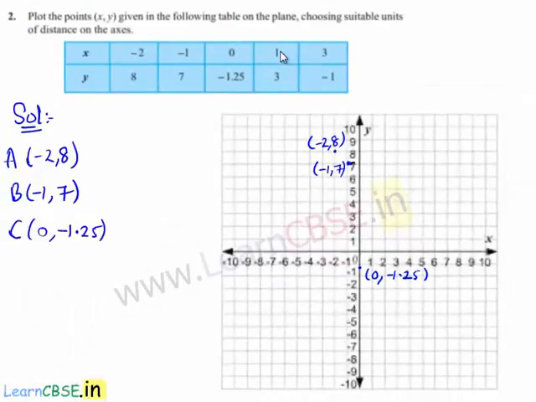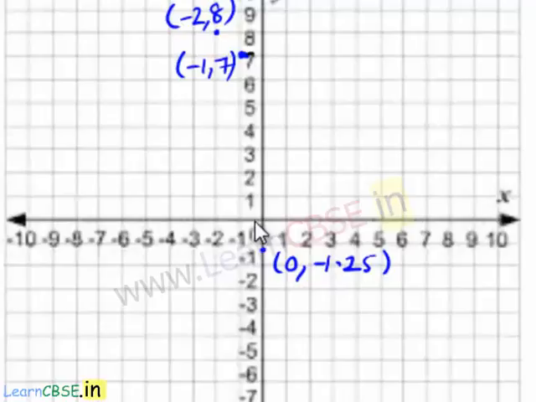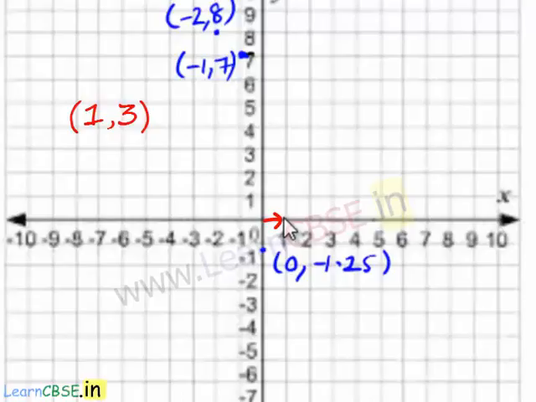Now taking the fourth point D, (1, 3). Starting from the origin, since the x coordinate is given as plus 1, we move 1 unit along the positive direction of the x-axis, and further from here, since the y coordinate is given as plus 3, we move 3 units along the positive direction of the y-axis. So the point (1, 3) will be here.